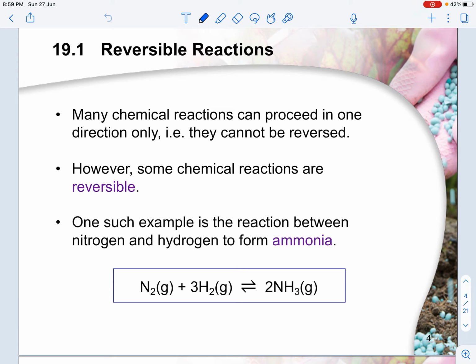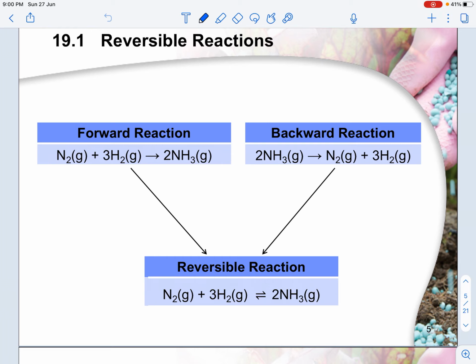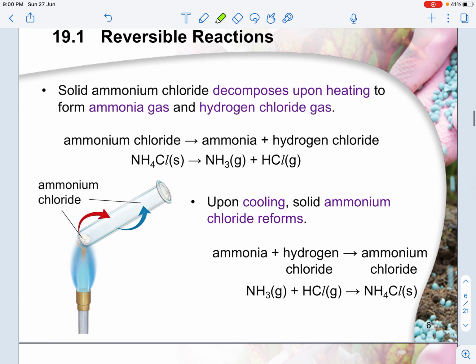So in JC, when you go up, you will learn things like Le Chatelier's principle. But over here, how are we able to control the direction of the reaction for ammonia? It's either by pressure, temperature, or by the concentration of different reactants or products. The forward reaction is how you use nitrogen and hydrogen to form ammonia gas, whereas the backward one is how from ammonia gas you form nitrogen and hydrogen. And you just draw a double arrow to show that this is a reversible reaction.